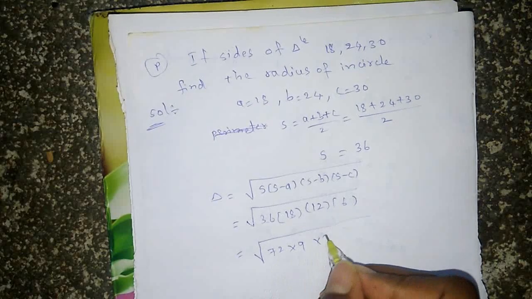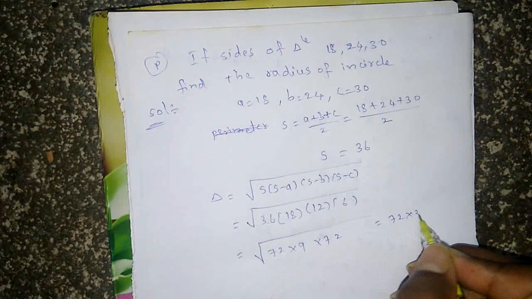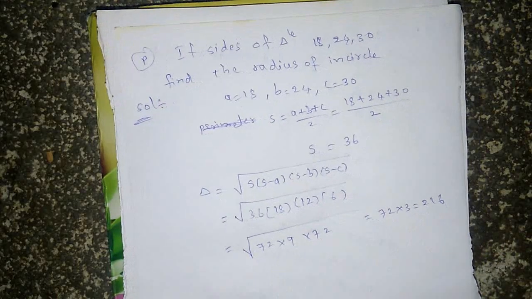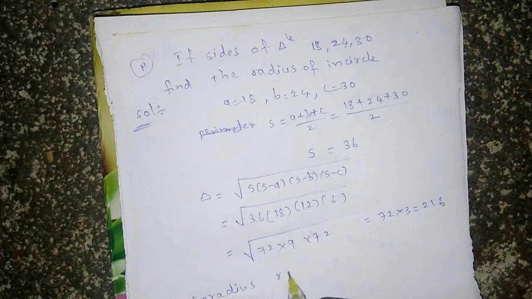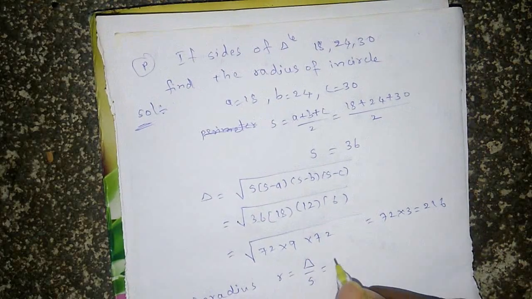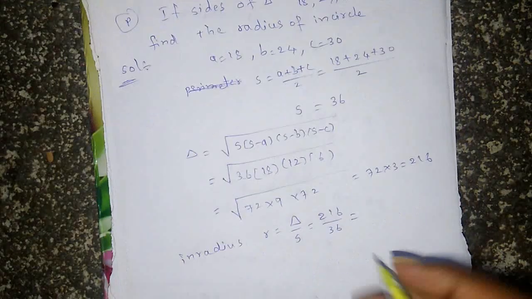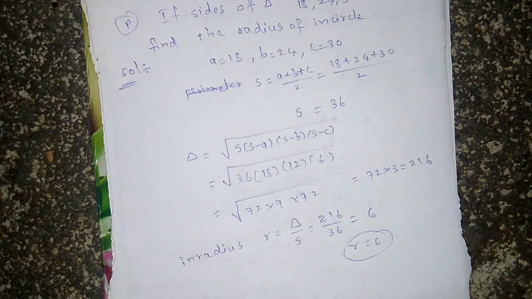This is 12 into 6, that is also 72. This will be 72 into root 9 is 3, that is 216. It is area of the triangle. Now inradius, small r is equal to delta by s, that is 216 by 36, that is equal to 6. R is equal to 6.